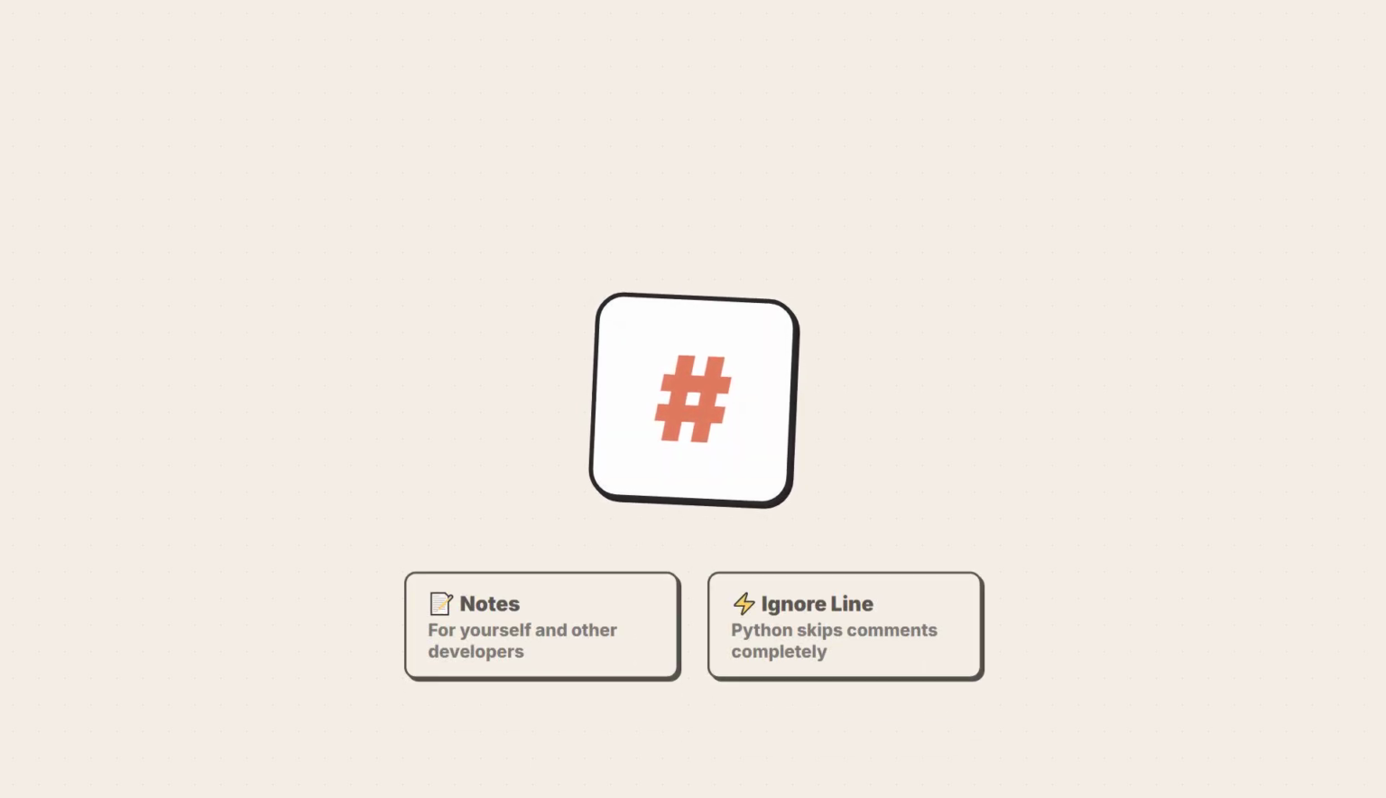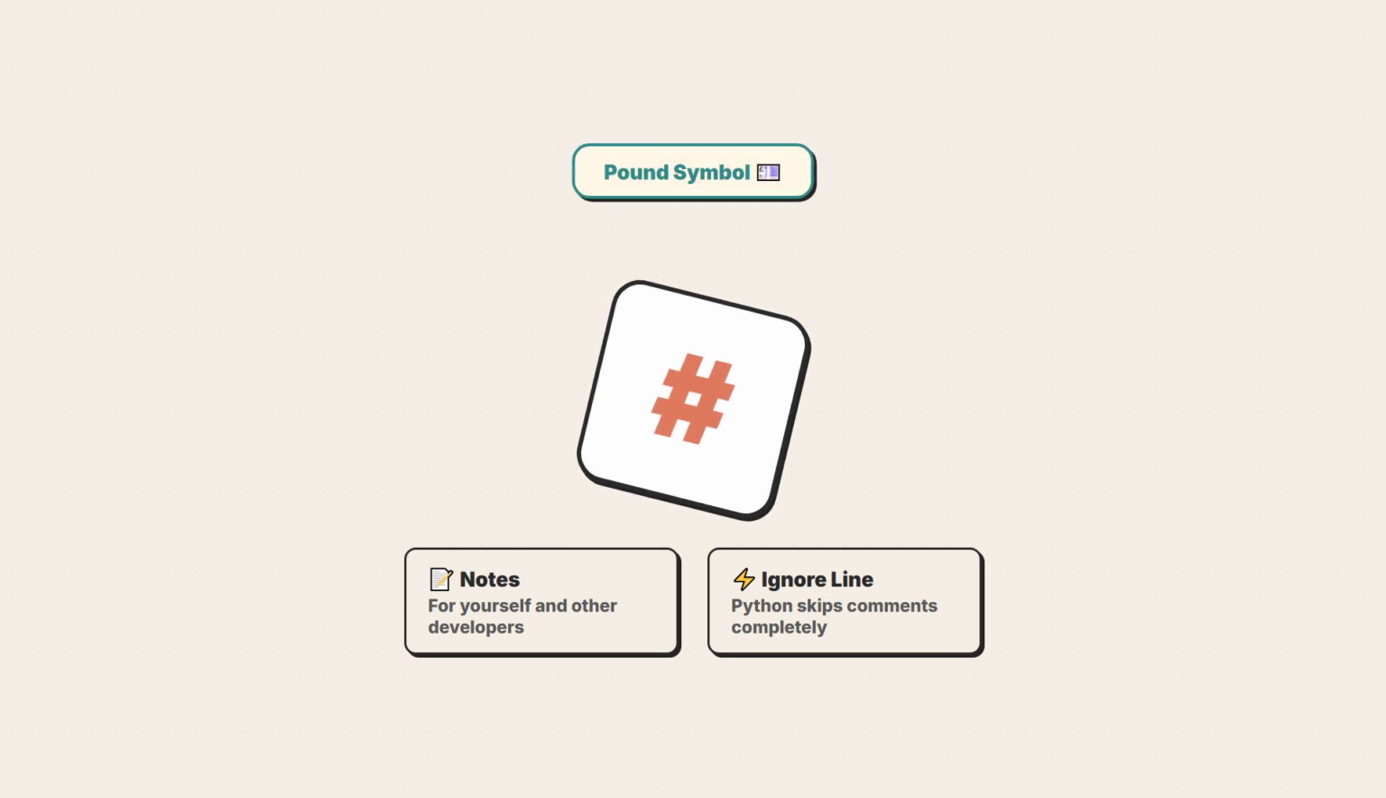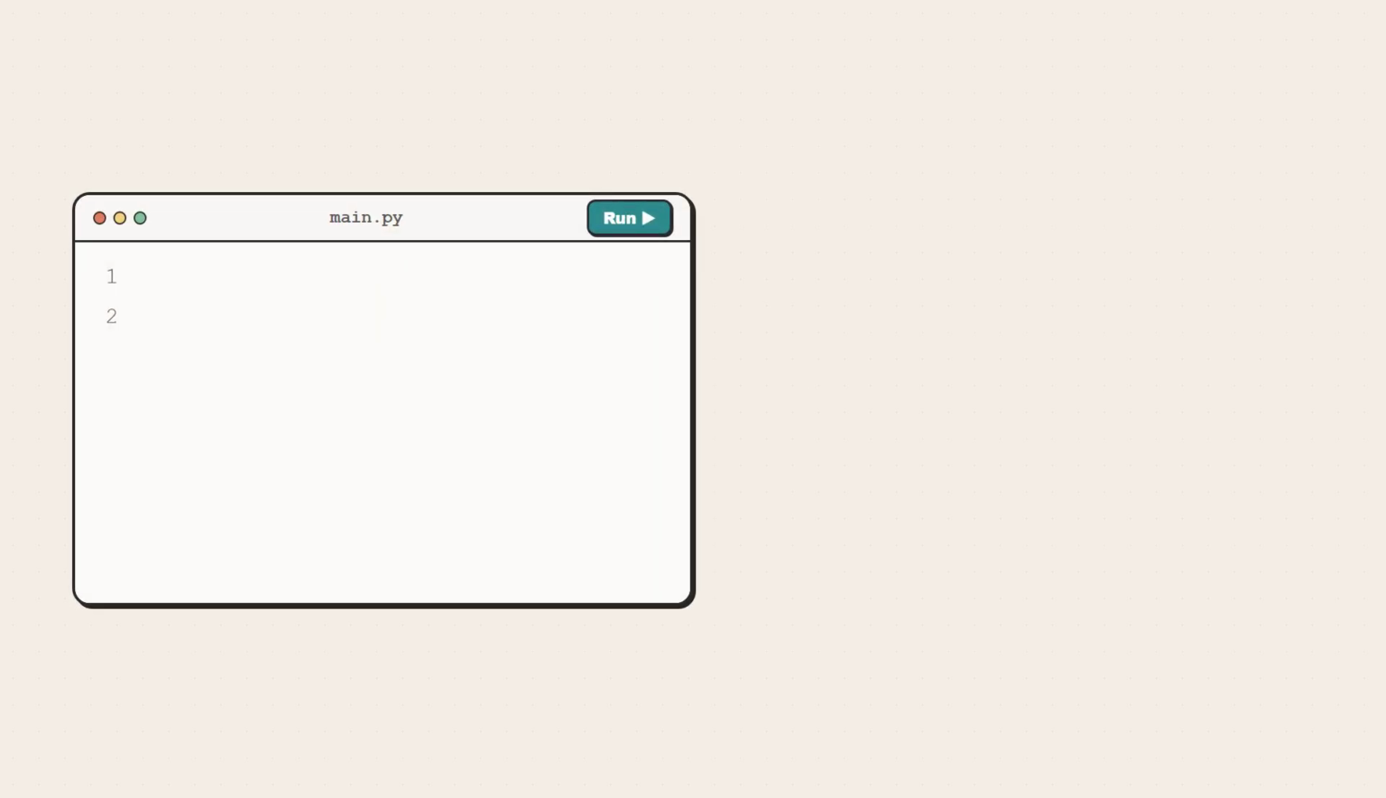Sometimes you want to write notes in your code for yourself or other developers. Python has a special symbol that tells it to completely ignore a line. This is the hash symbol, also called the pound symbol in some countries. Let's open our editor and write, #this is a comment. Python will ignore this.